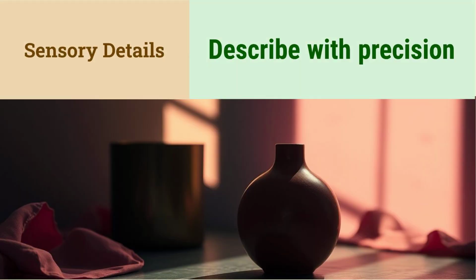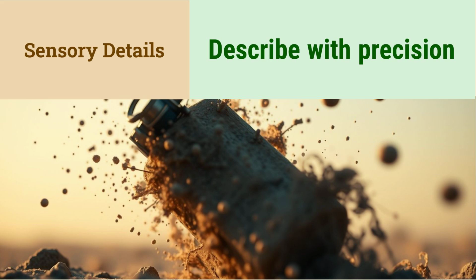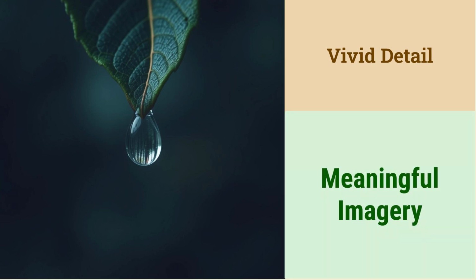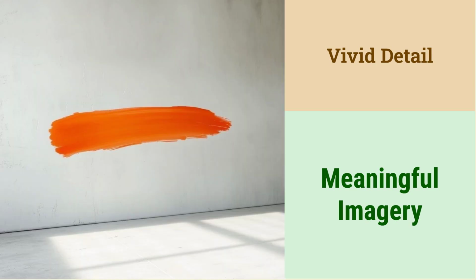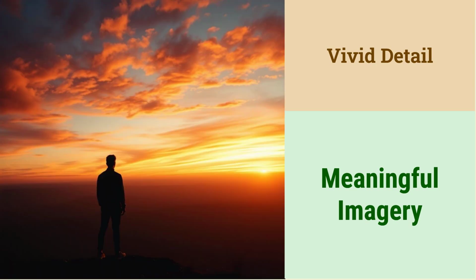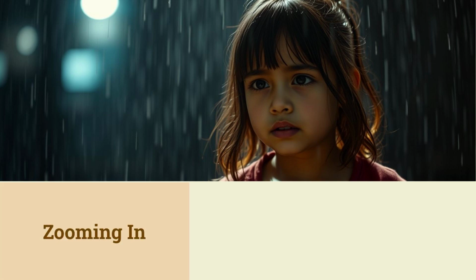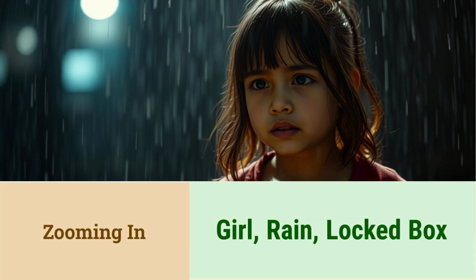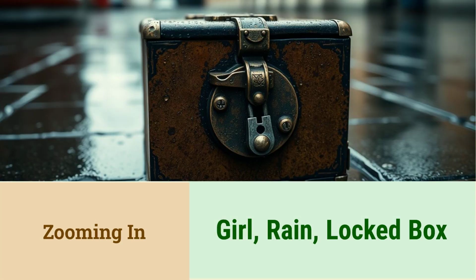What is its shape? Its color? Does it make a sound? How does it feel? What is it doing? You can use descriptive language, metaphors, or similes to make this detail even more vivid and meaningful. Connect it to an emotion or a larger idea if you can. Let's take our example from the drop section. We had the girl, the rain, and the locked box.